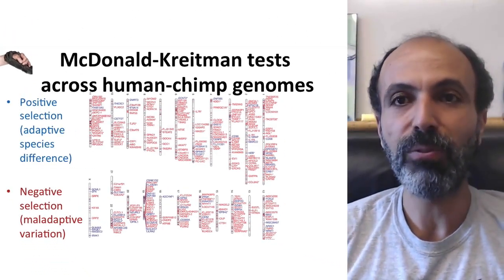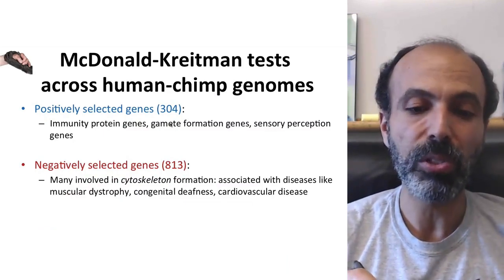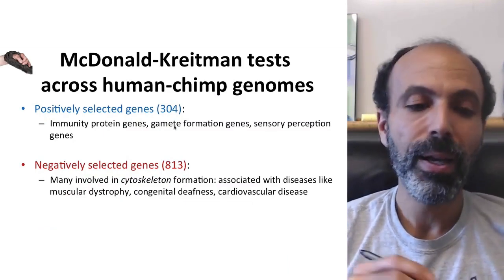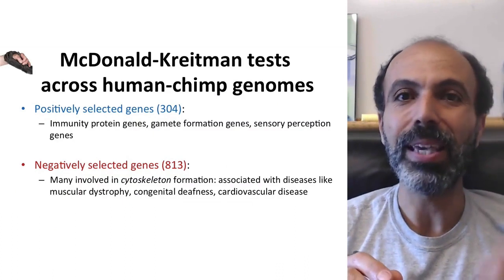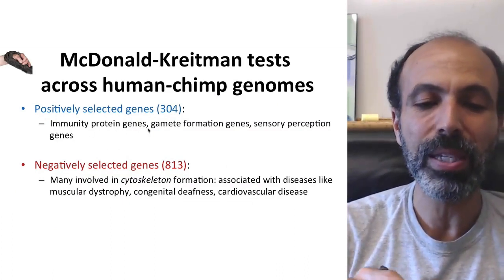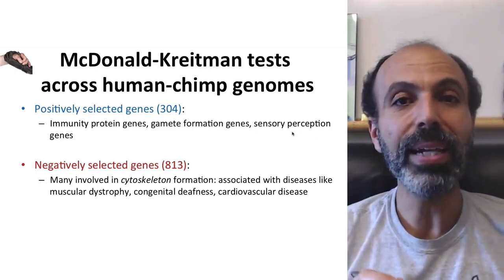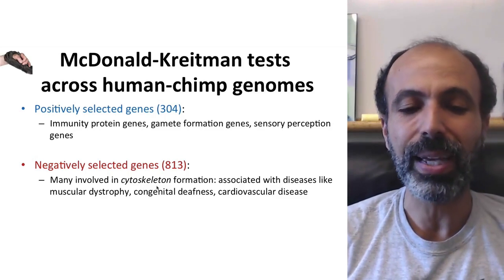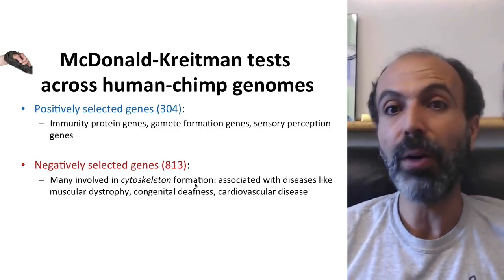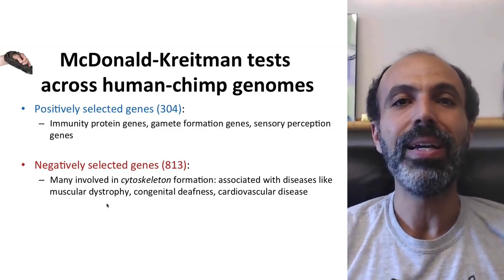So instead of just looking at this figure, let me give you some of the numbers. The positively selected genes from that particular study I was just showing you number about 304. Again, what are they associated with? Same sorts of things as the high dN/dS values: immunity protein genes, gamete formation ones, also some for sensory perception. In terms of negatively selected ones, many of these are involved in cytoskeletal formation, and they're often associated with diseases like muscular dystrophy, cardiovascular disease, etc.